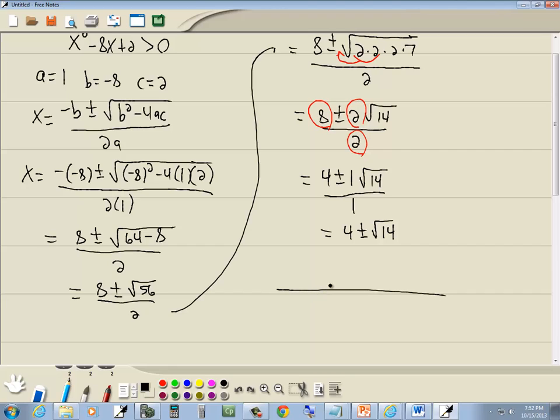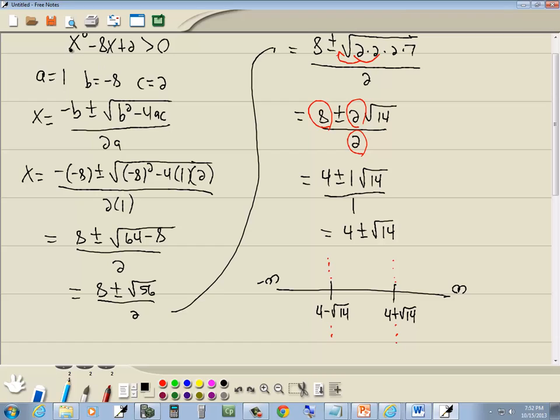Don't know much about them, but I know that 4 minus square root of 14 is less than 4 plus square root of 14. So that's how I'm going to set up my critical numbers, critical values. Over here is negative infinity. Over here is positive infinity. They split up into intervals.